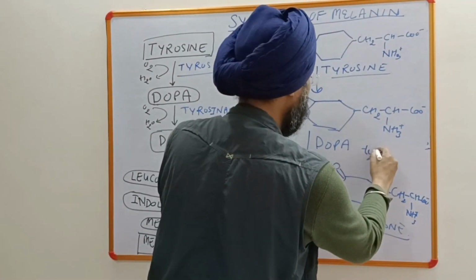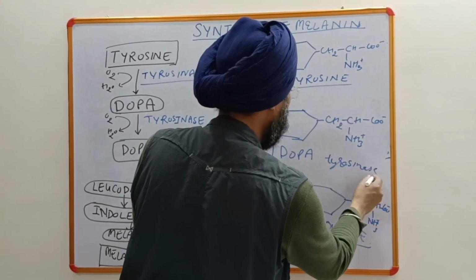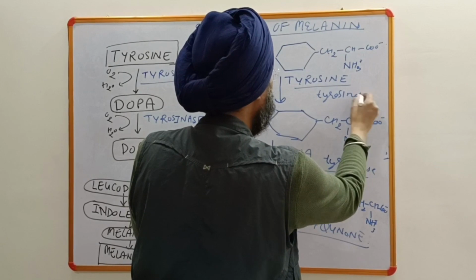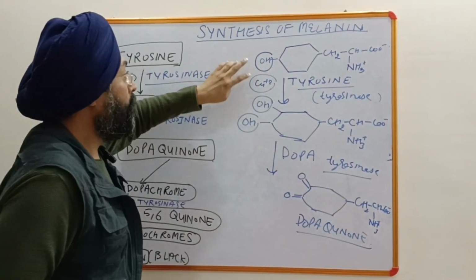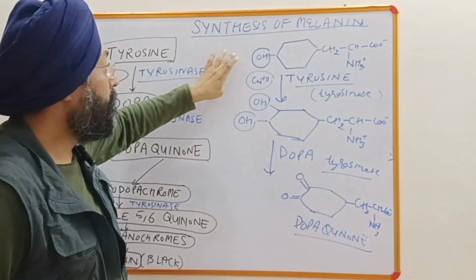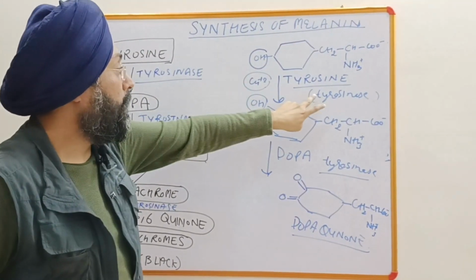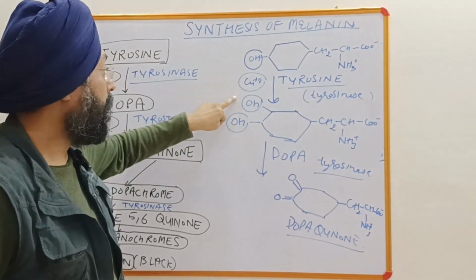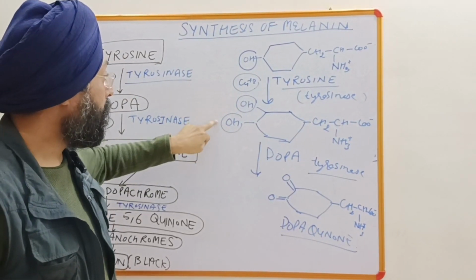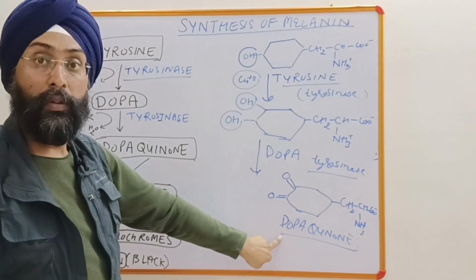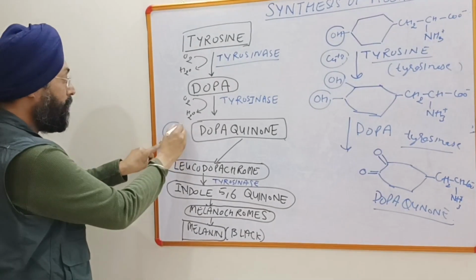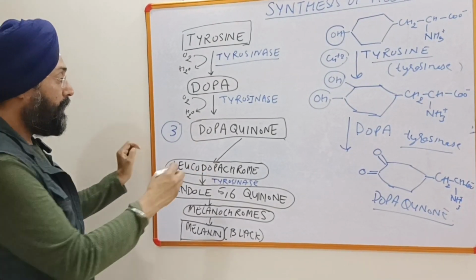This reaction requires tyrosinase, and this reaction also requires tyrosinase. So earlier we have tyrosine, that was parahydroxyphenylalanine. It undergoes reaction by tyrosinase to form dihydroxyphenylalanine, that was dopa, and these two hydroxy groups were converted into keto groups to form dopaquinone. Now the third product is dopaquinone, and dopaquinone undergoes a spontaneous reaction.